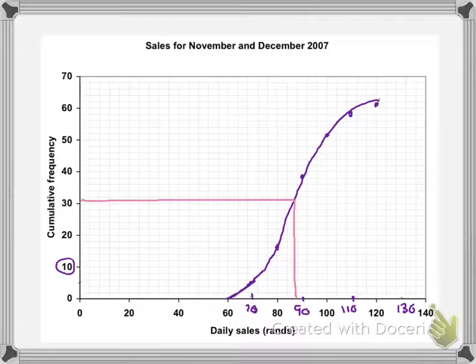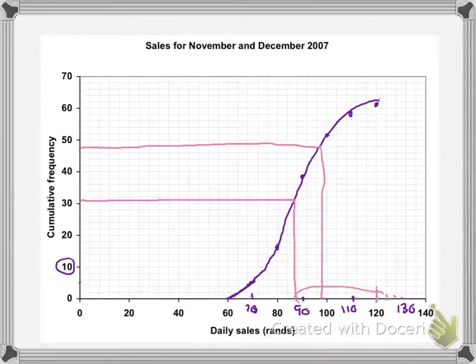Which is approximately here. Sorry, it's better to use a ruler. And that would obviously then be from there till the top. So we're looking at, my top is in line with 120. So we're looking at about 88 to 120 rands.